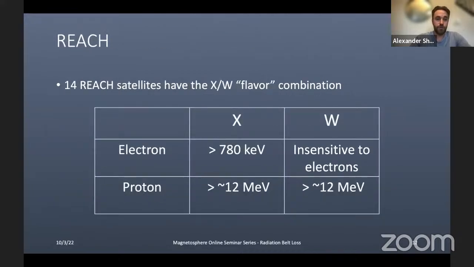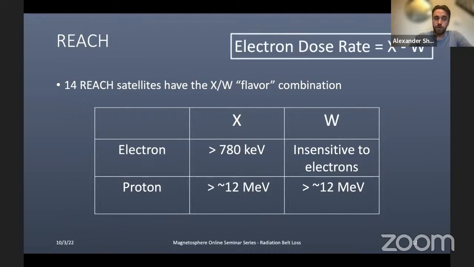So 14 of the 32 REACH satellites have the XW flavor combination, where the X dosimeter measures the dose rate due to electrons with energies greater than 780 keV and protons greater than about 12 MeV. And the W flavor dosimeter is insensitive to electrons. It responds with less than 1% efficiency compared to X, but with a similar proton response, about greater than 12 MeV. And this means we can use the W to subtract off the proton response of X to isolate the radiation dose rate due to precipitating radiation belt electrons.